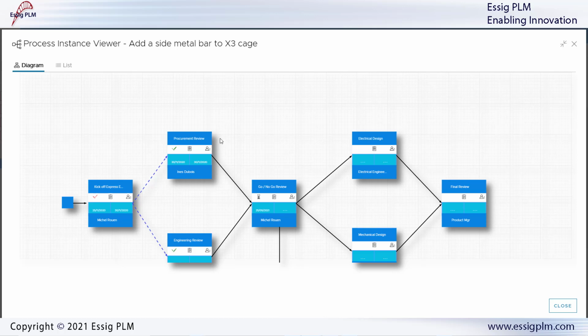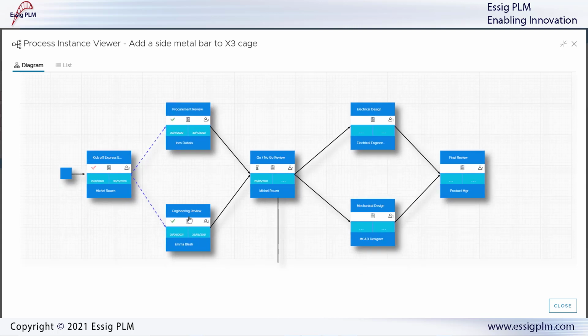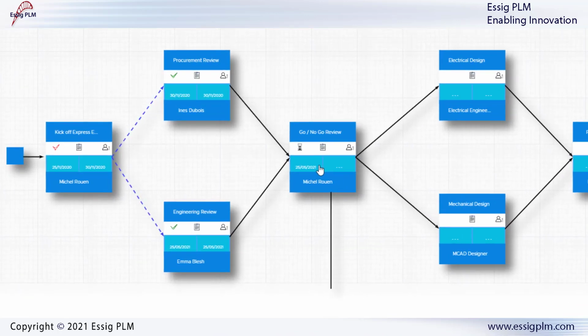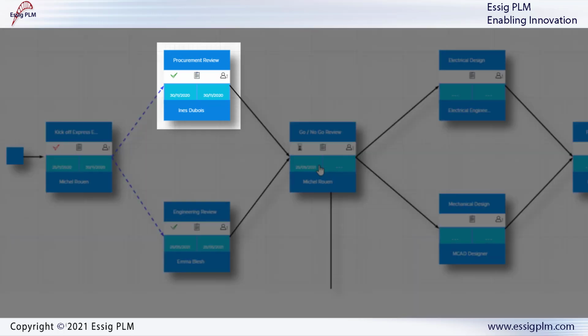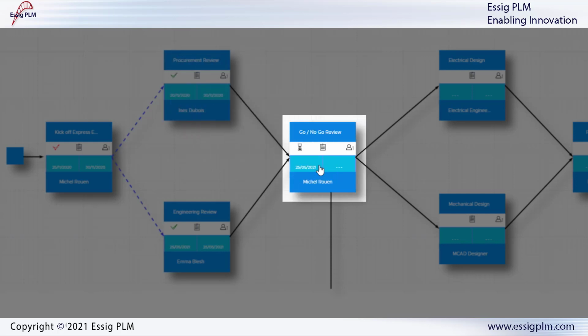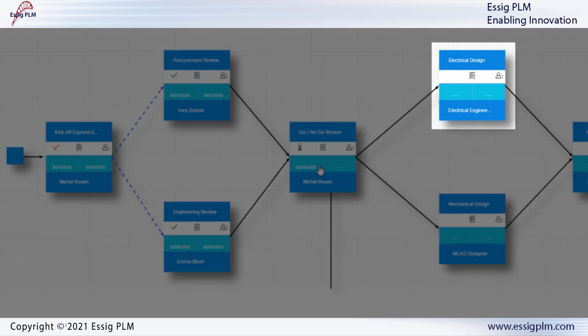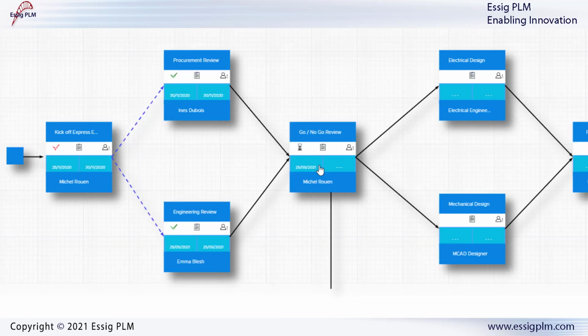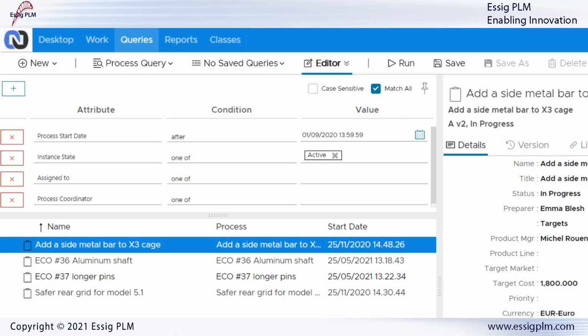To better understand how searches work for processes, let's notice that at some given point in time, there will be activities that have already been assigned, while others will still be waiting to be reached by the process. For example, in this case, the activity called Procurement Review has already been assigned to Ines Dubois, who delivered it already, while the go-no-go decision is still in progress and the electric design activity has not been reached yet. When searching for processes, it is possible to add search criteria that specify attributes of the activities contained in these processes, but only of those activities that have already been assigned. Let's go back to the search panel and see this in action.